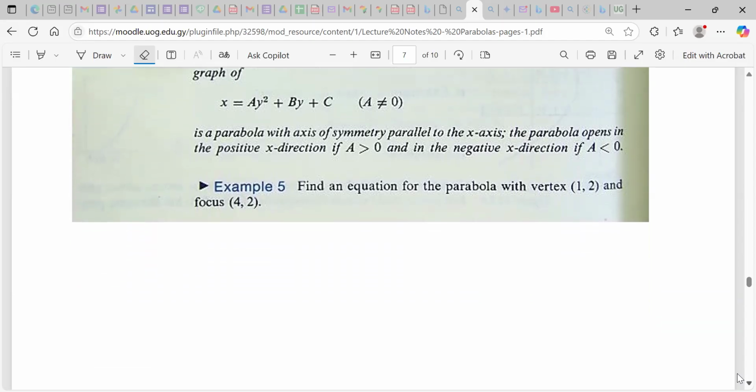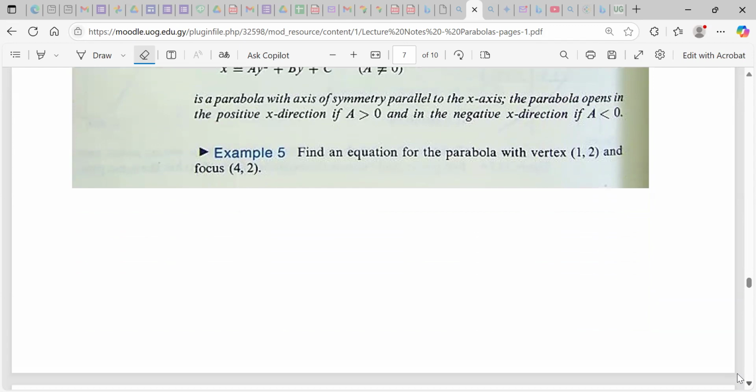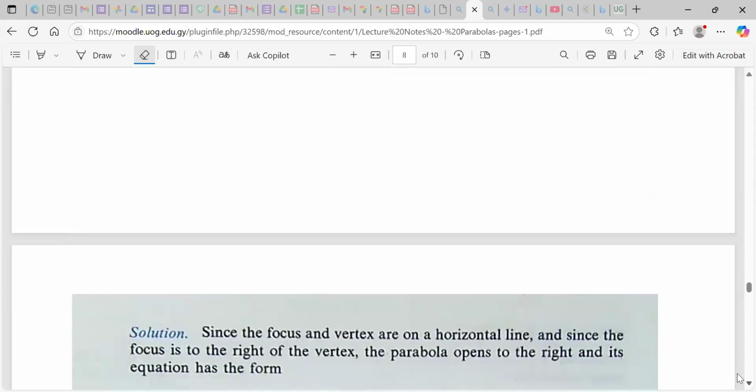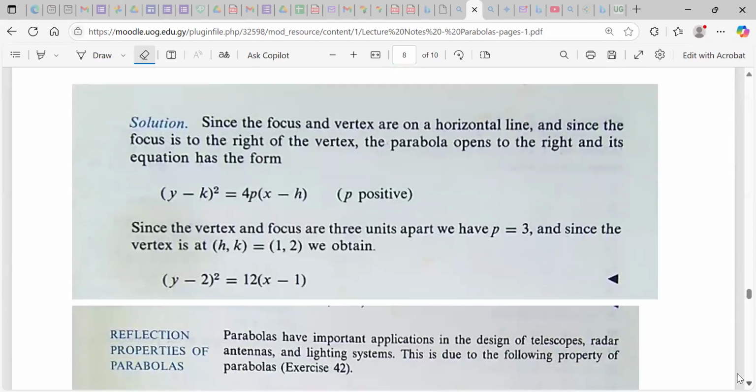Let's maybe do a final example. You're given 2 points, the vertex and the focus, and you want to find an equation for the parabola. How do we tackle that? So we have the vertex is (1, 2), the focus is (4, 2). So what are you going to do? Well, you know the parabola will have this form.